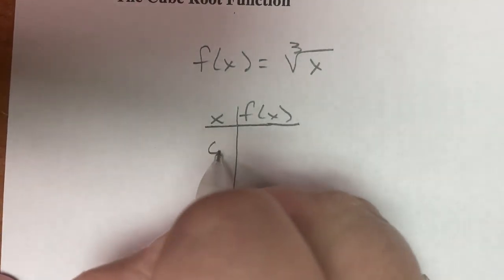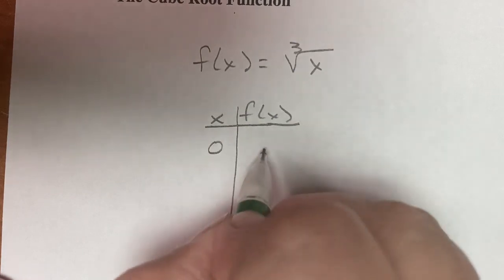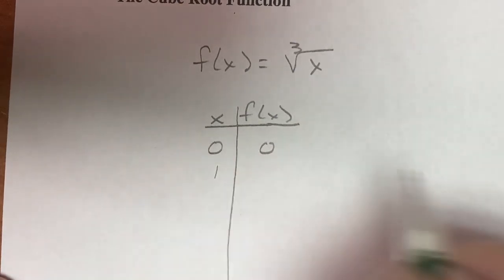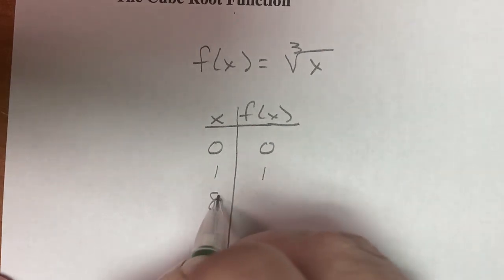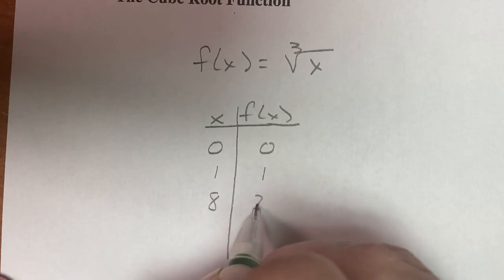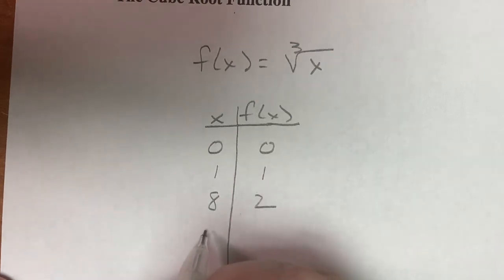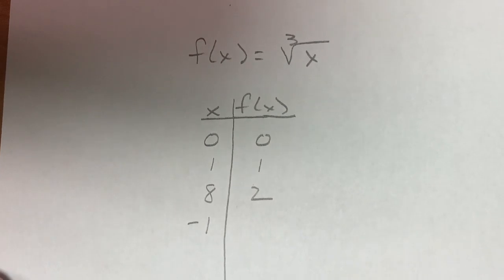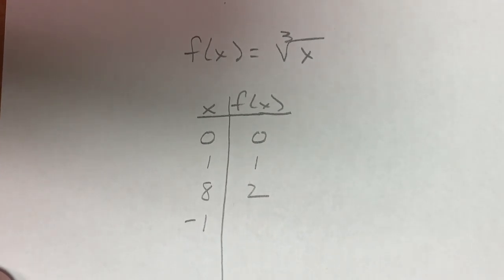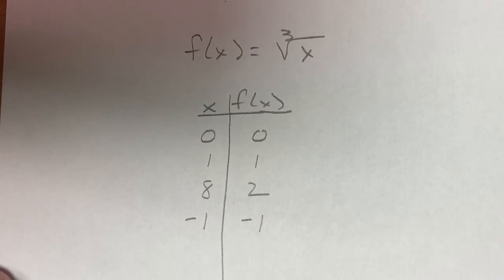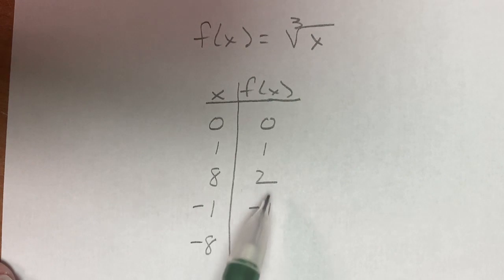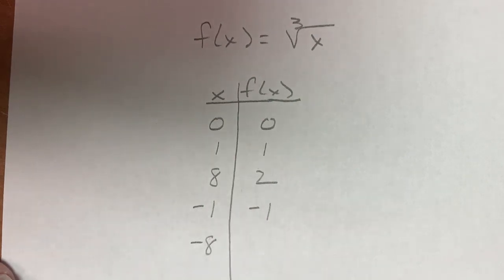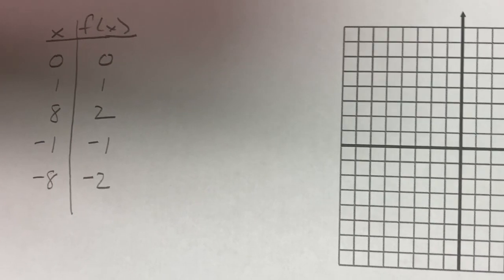plug in some values. Well, I'm going to plug in 0. The cube root of 0 is 0. If I plug in 1, the cube root of 1 is 1. If I plug in 8, the cube root of 8 is 2. How about if I plug in negative 1? What's the cube root of negative 1? Well, the cube root of negative 1 is negative 1. And negative 8, remember when the index is odd, you can have negatives underneath. What's the cube root of negative 8? That is negative 2.